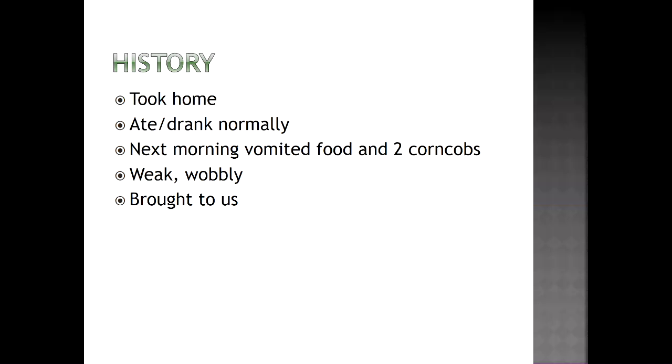So they took him home, and he was fine after that. He ate and drank normally, but the next morning he vomited food and 2 corn cobs, okay? Corn cobs are the death to Labrador Retrievers because they're the right size to sit right in the pylorus. So, you know, you're always worried about the corn cobs. And he was weak and wobbly, and they brought him to us.